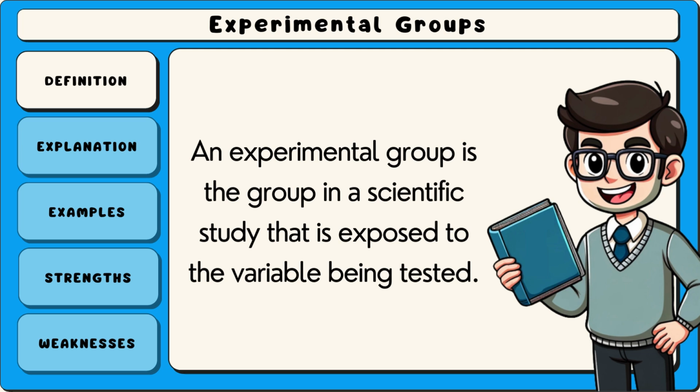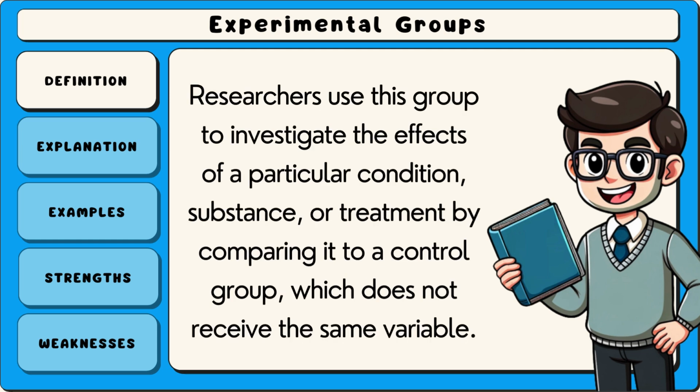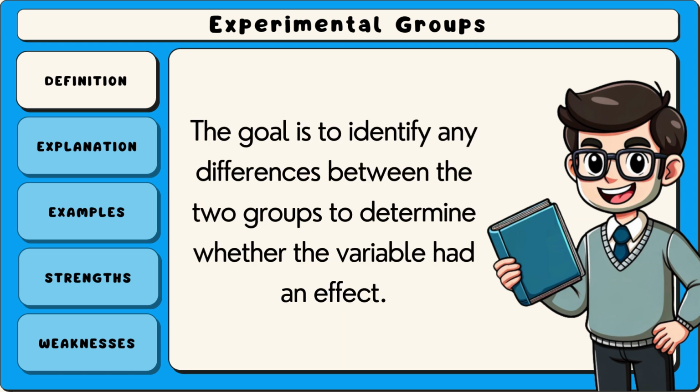An experimental group is the group in a scientific study that is exposed to the variable being tested. Researchers use this group to investigate the effects of a particular condition, substance or treatment by comparing it to a control group, which does not receive the same variable. The goal is to identify any differences between the two groups to determine whether the variable had an effect.